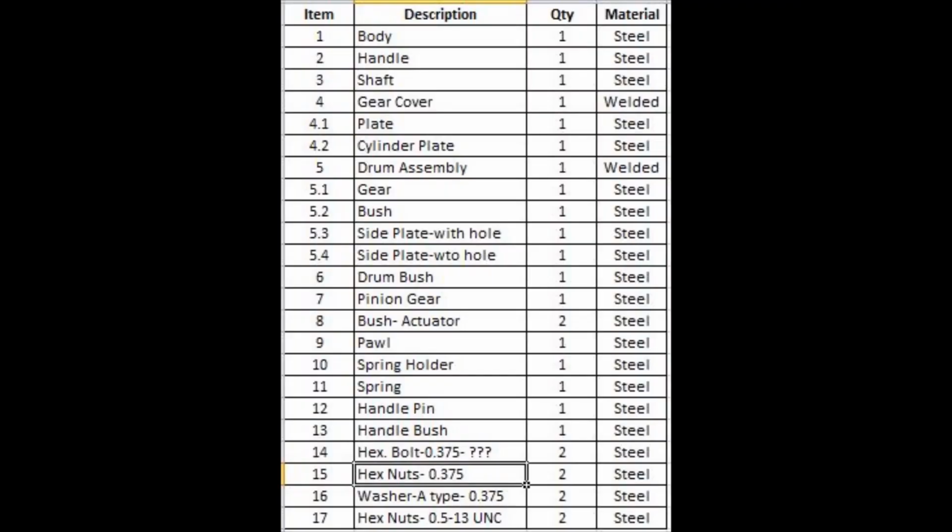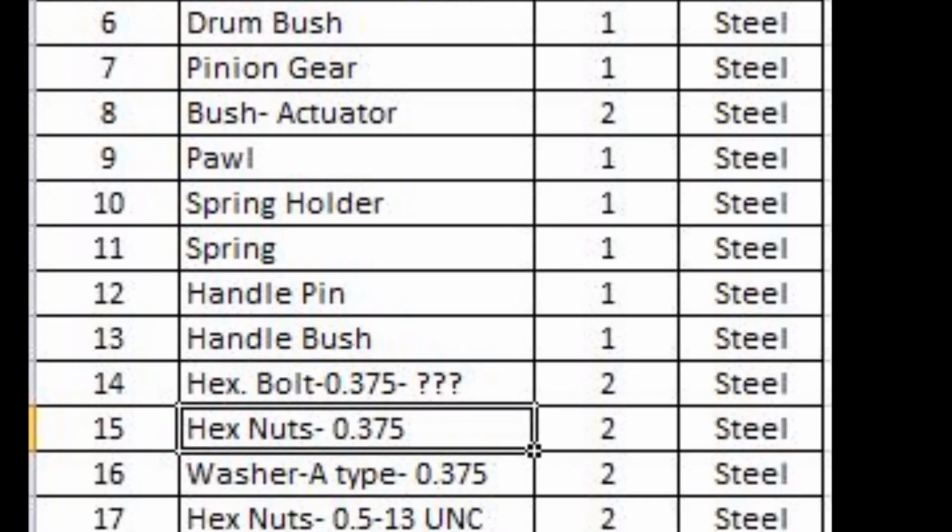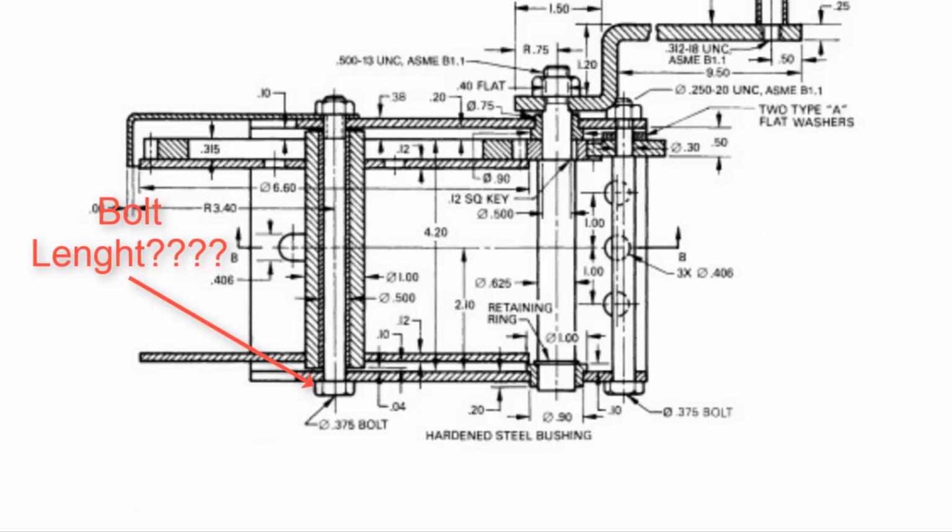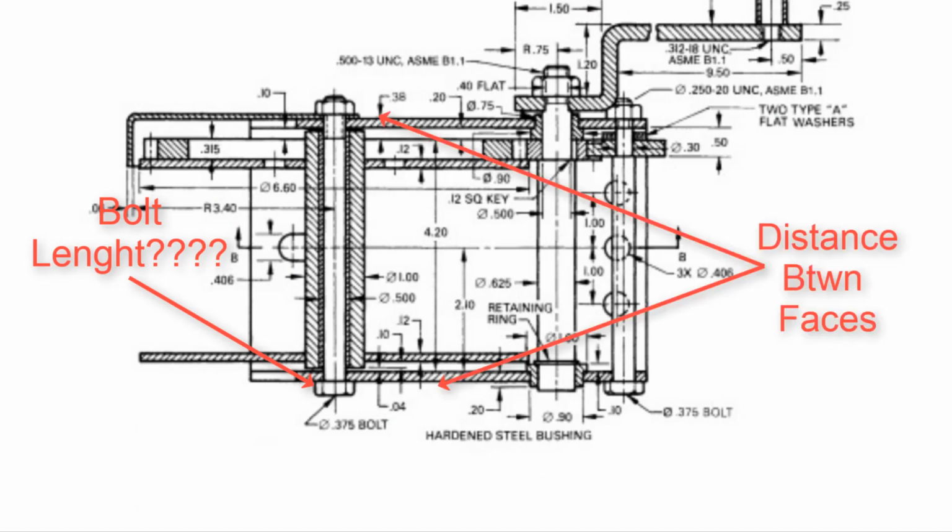If we prepare a part list of our assembly, we will have this result. In this part list, the only thing missing is the bolt lengths. We will define these lengths by calculating the face-to-face distance of our parts in the assembly. And here we get a result like this.